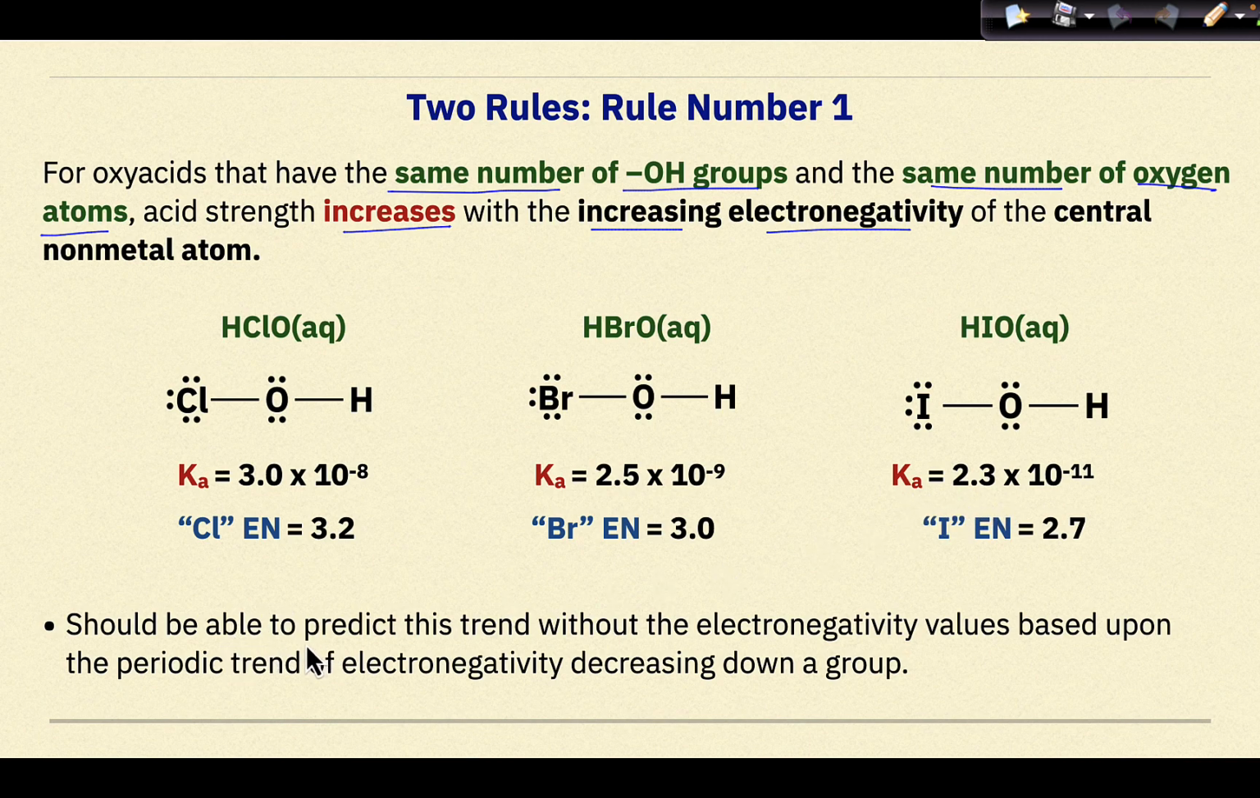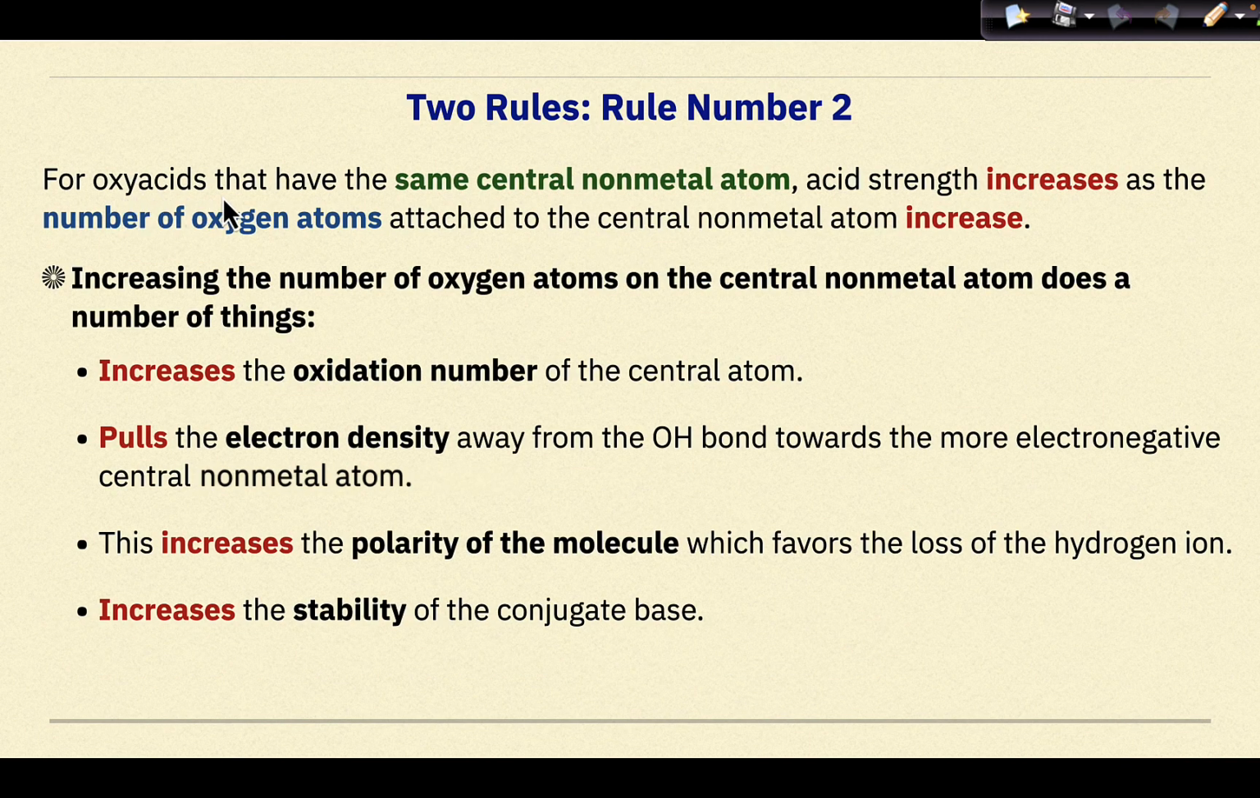You should be able to predict this trend without the electronegativity values based upon the periodic trend of electronegativity decreasing down a group. Rule number 2. For oxyacids that have the same central nonmetal atom, acid strength increases as the number of oxygen atoms attached to the central nonmetal atom increases.